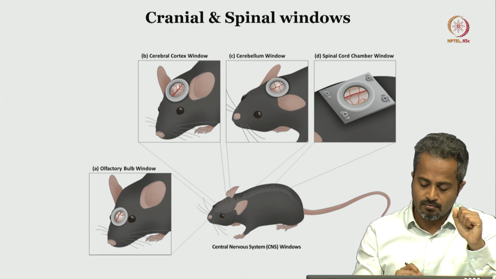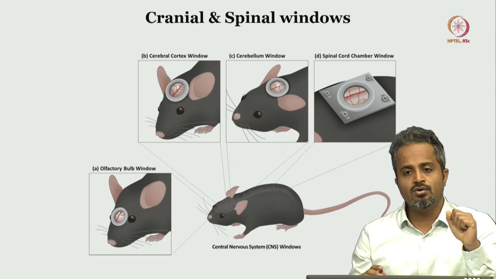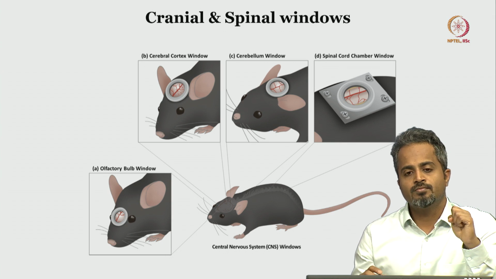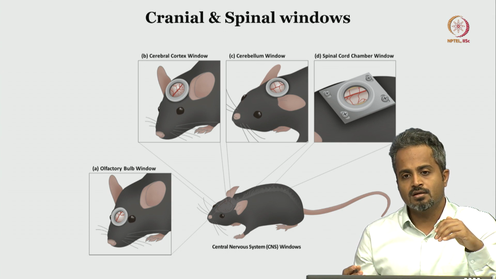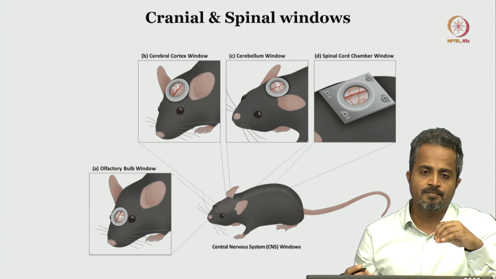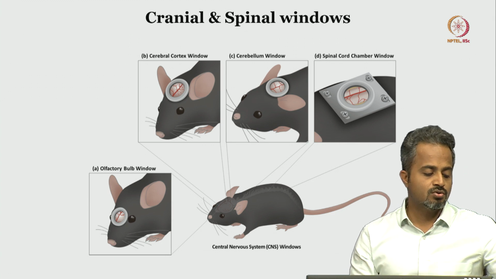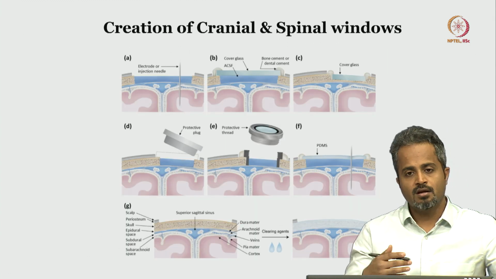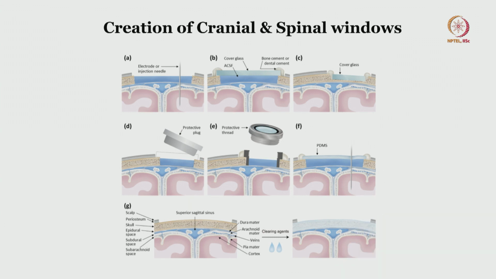And then you have the olfactory bulb window. So there are various windows to peer through the central nervous system in action. It's very important to know that these are also available as an option if you're trying to do rodent experiments. So these are the various steps wherein the cranial windows are created.